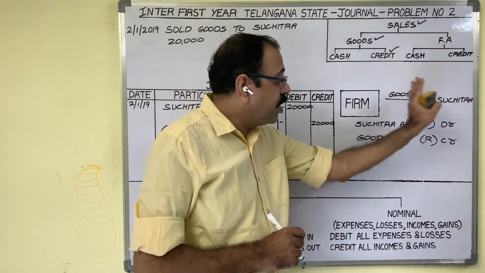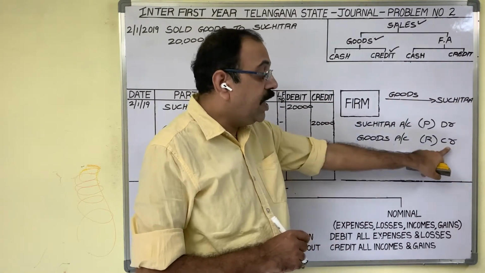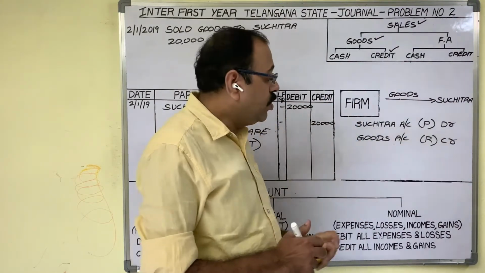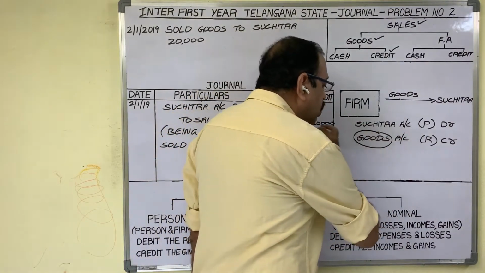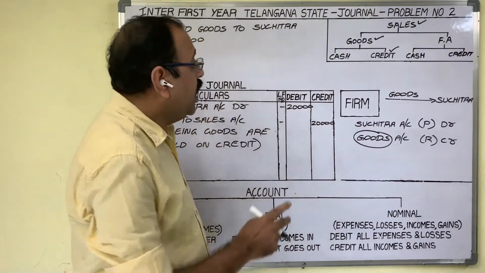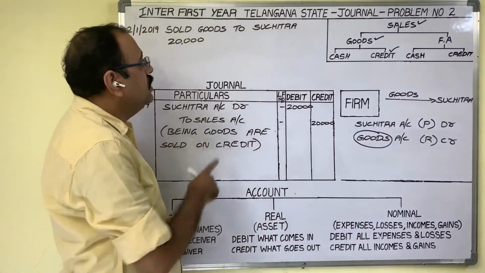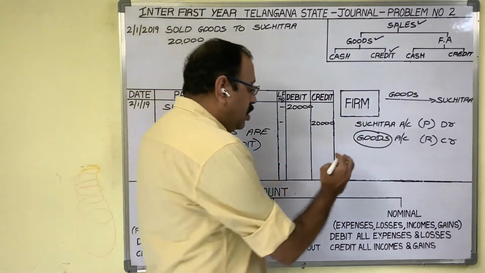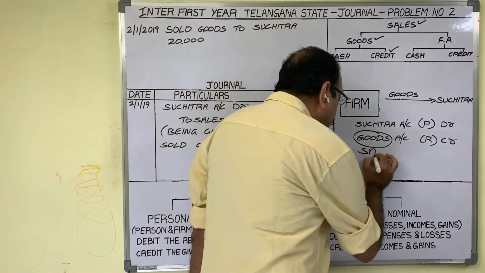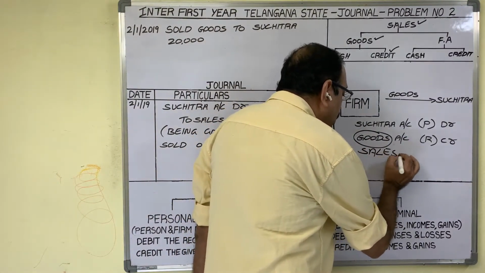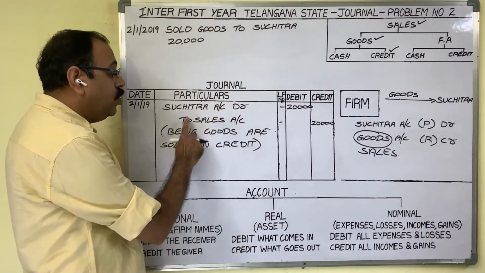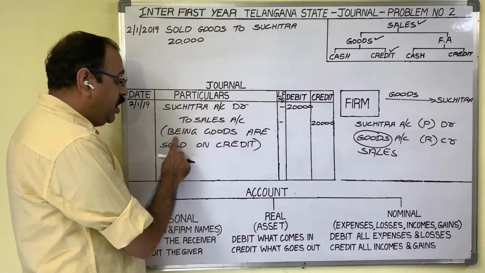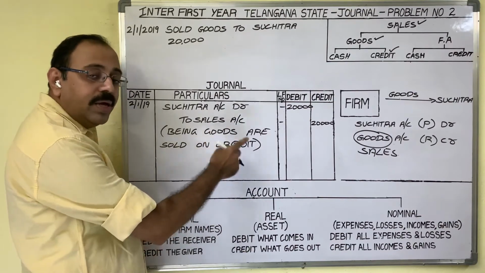Goods are going from the firm. Therefore, credit goods account. When goods come in or go out on credit, instead of writing the word goods, we should write the transaction name. This is a sales transaction, so write down sales account. Then the final entry is Suchitra account debtor to sales account, being goods are sold on credit.